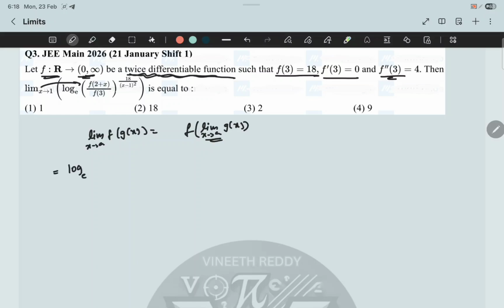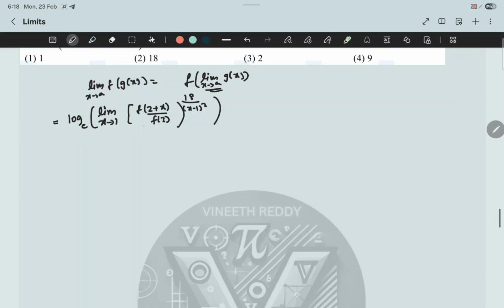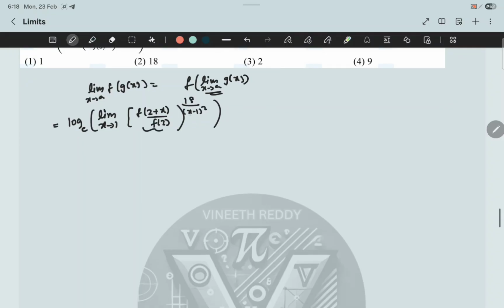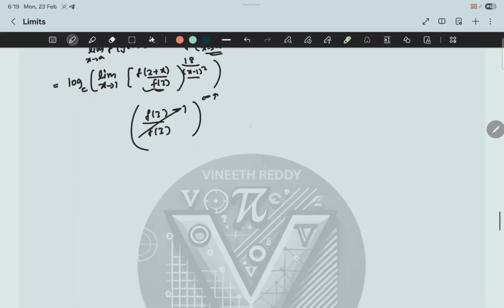We can write this as log of limit x approaches 1. So what do we have? f of (2 plus x) divided by f of 3, whole power 18 by (x minus 1) whole square. Now let us see, if x is approaching 1, where does the base approach? This is the exponent and this is the base. See, the base will approach f of 3 by f of 3, so this is approaching 1. Where is the power approaching? 18 by 0 is approaching infinity. So this is of the form 1 power infinity, right?